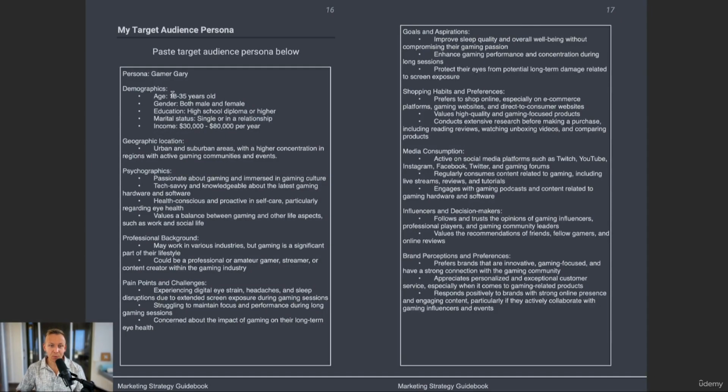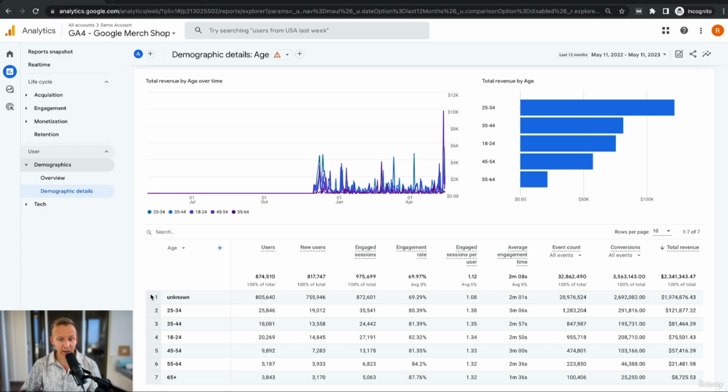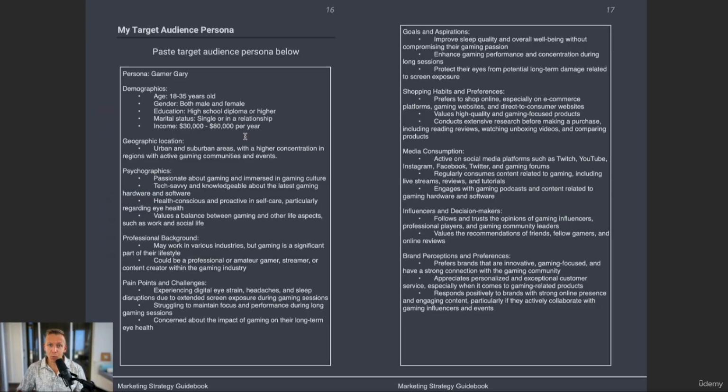So I would change this right away. Instead of 18 to 35, I would change it to 25 to 34. Now, of course, if you wanted to be more inclusive, you could do 25 to 44, but we're looking at the absolute sweet spot here, and that is 25 to 34. So what does this mean?